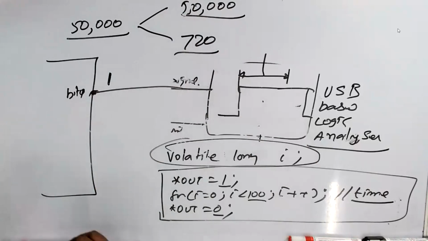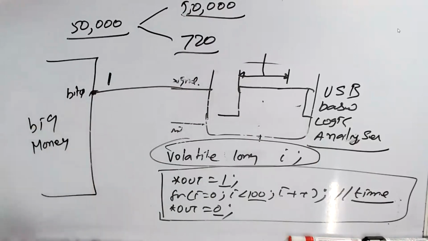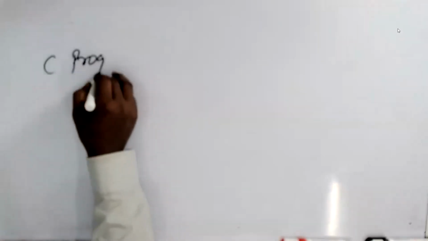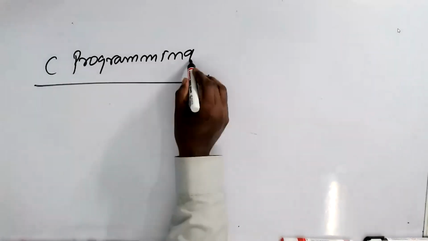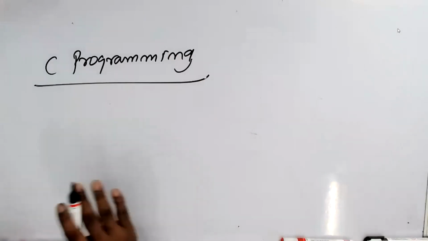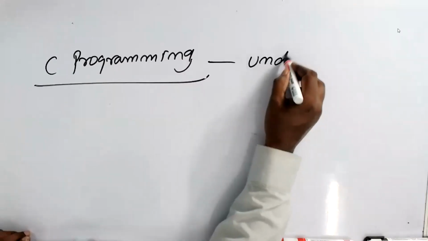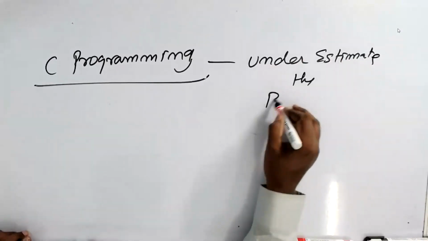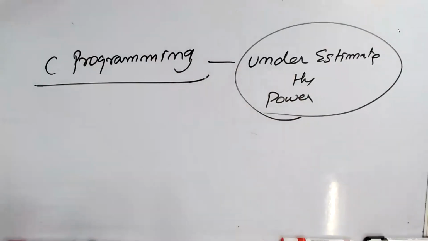If you like to make big money in the embedded world, you have to do two things. One is C programming. I know that every one of you, not all the people, those who are listening now, just underestimate the power of C. You don't know the real value of C programming. Please, I will bet you.